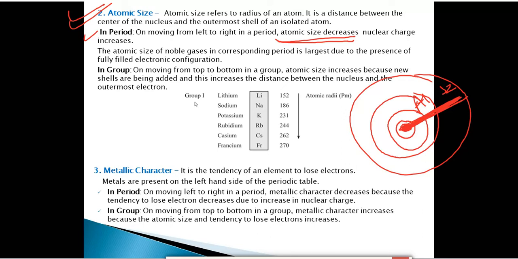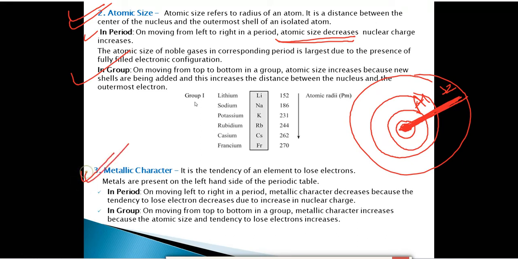Now, the atomic size of noble gases in the corresponding period is largest due to the presence of a fully filled electronic configuration. Why? Because the outermost shell is completely filled and they are stable. In a group, on moving from top to bottom, atomic size increases. Why? Because the number of shells increases. In each and every element going down, one shell is added and the atomic size increases.